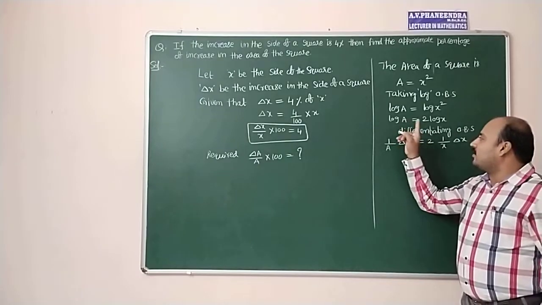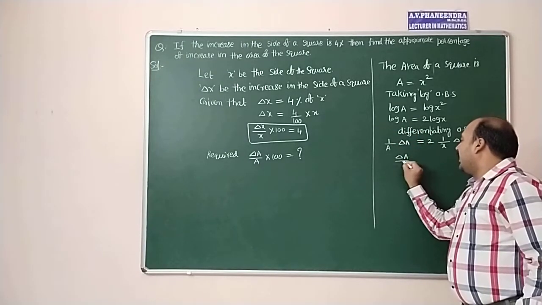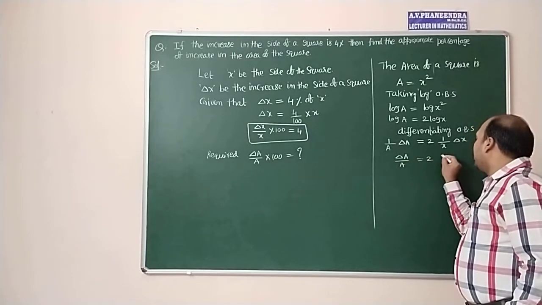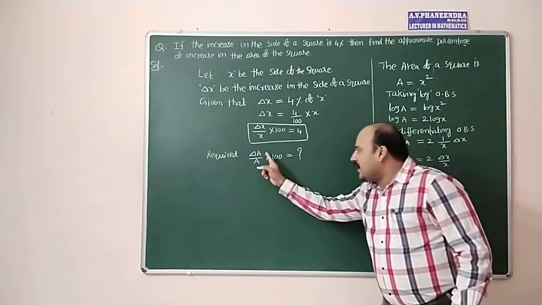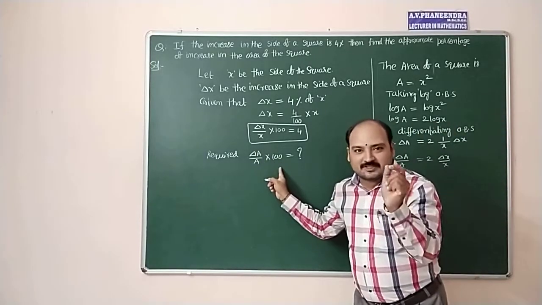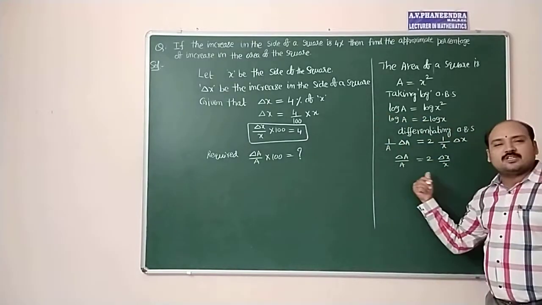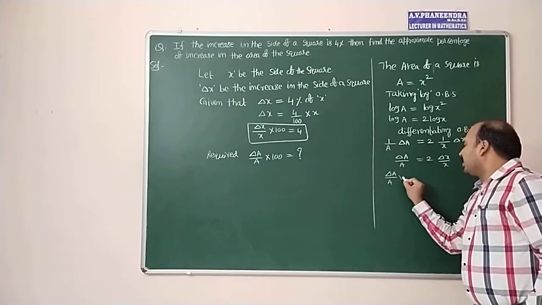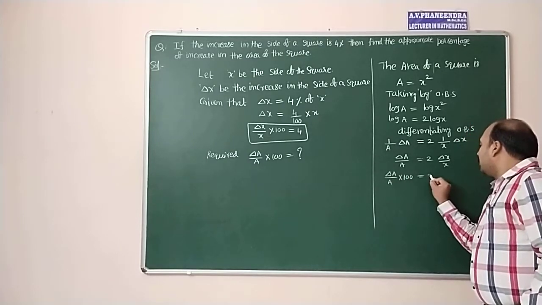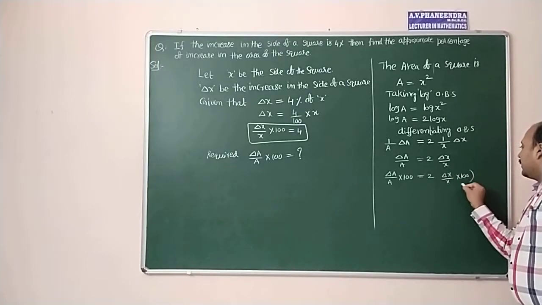Here also the differential of A, delta A. So, delta A divided by A is equal to 2 into delta x by x. After that, we want delta A by A into 100 only, no? The percentage increase in the area of the square. So, multiplying on both sides by 100, delta A by A into 100 is equal to 2 into delta x by x into 100.